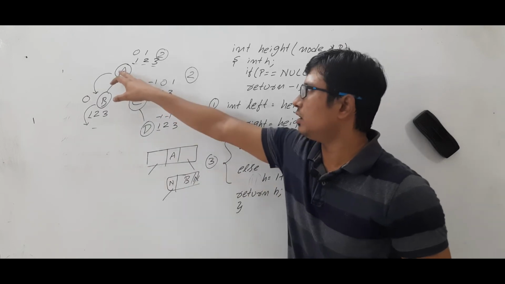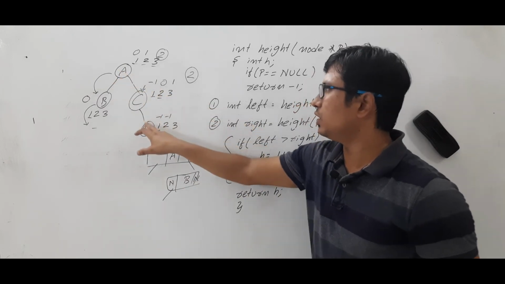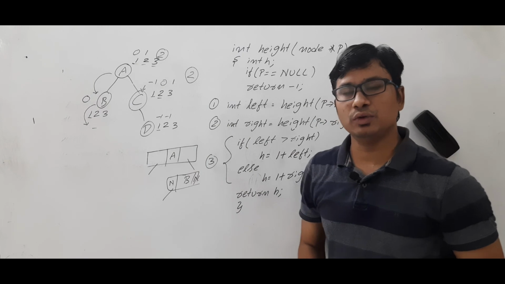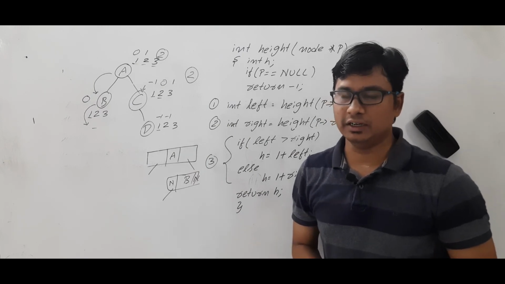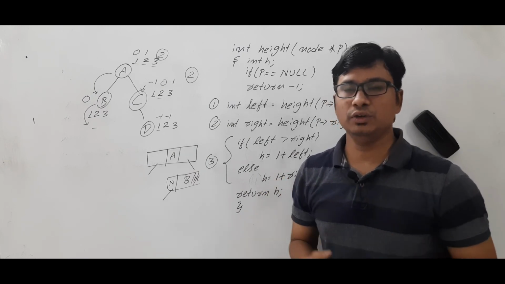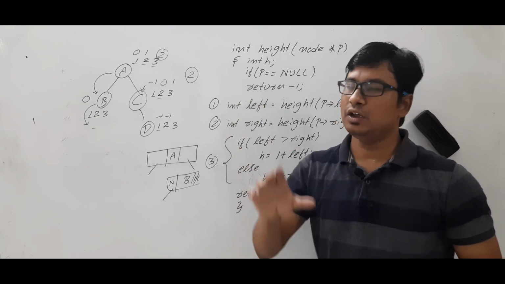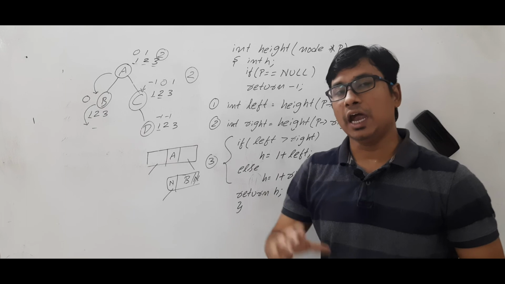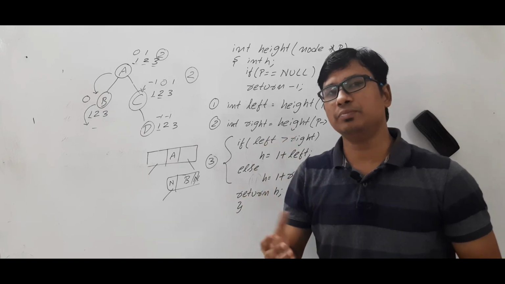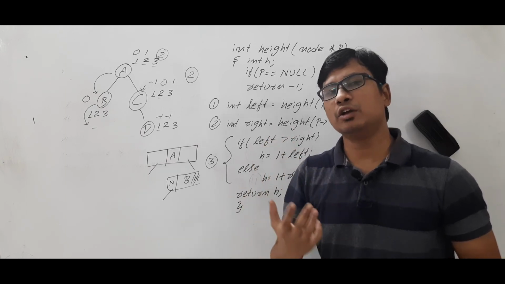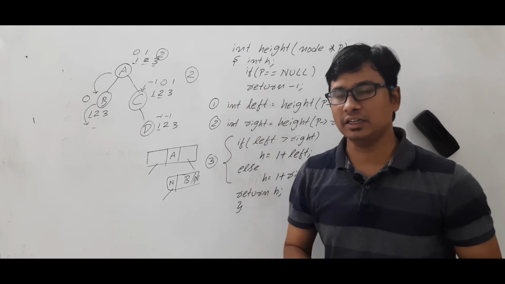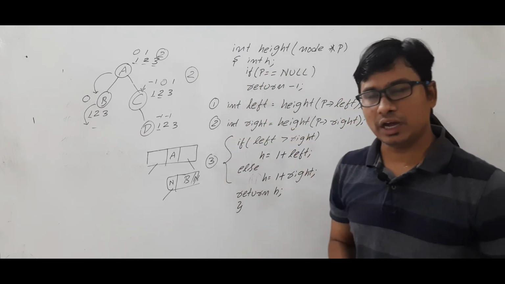Am I right or wrong? This node height is equal to 2. So the height of the root node is equal to the height of the binary tree. So with this video, I hope you have understood what is the definition of a height, what is the definition of a depth, and how to compute the height and depth at each node, and how I can compute the height of the binary tree with a program also you have understood.